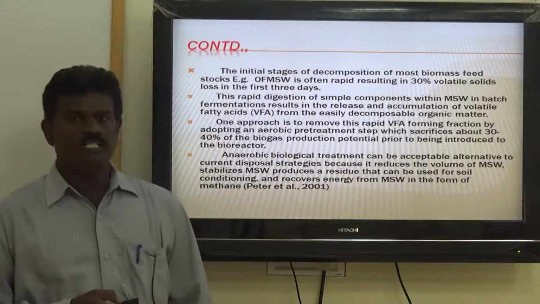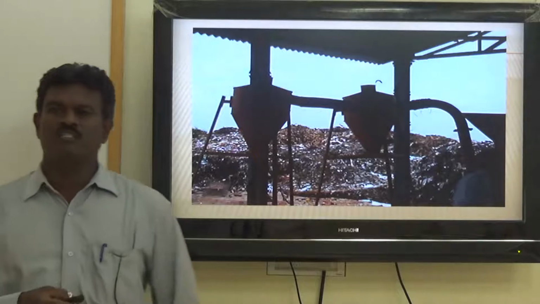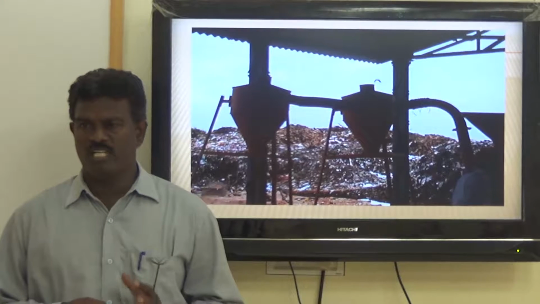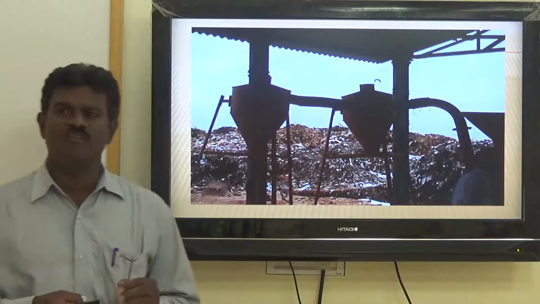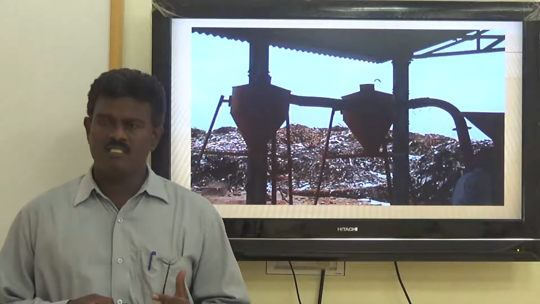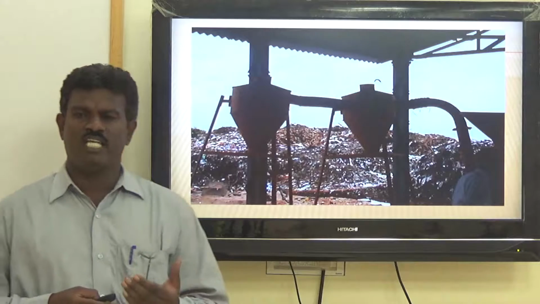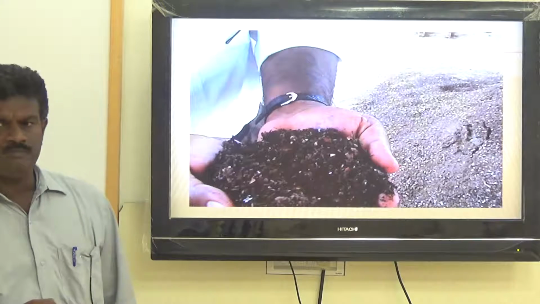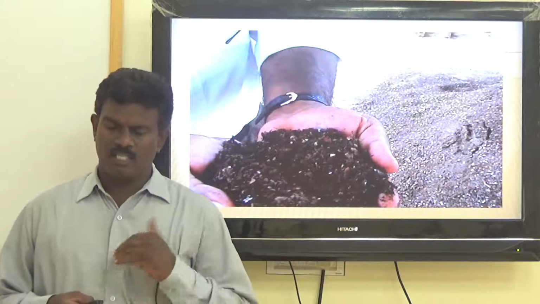Here I am taking the upflow anaerobic sludge blanket reactor. In this figure you are seeing the dumping yard. The dumping yard is located in Erode town. This machine is segregating various kinds of waste like plastic waste, rubber, glass and biodegradable waste. We are taking the study for only biodegradable waste. Here various techniques are going on in the dumping yard.